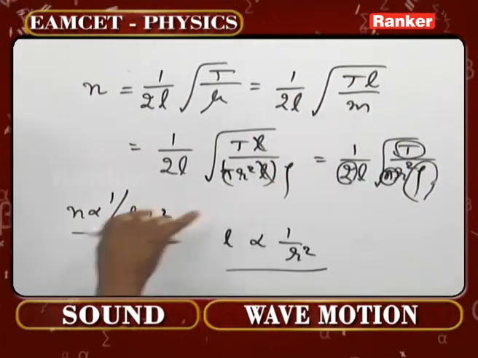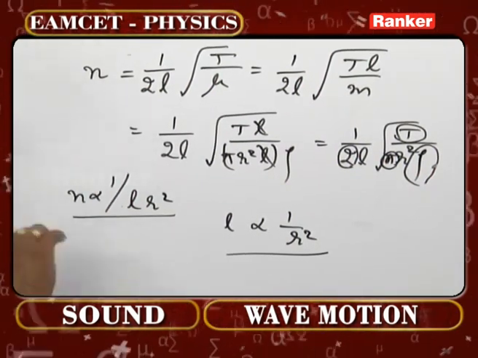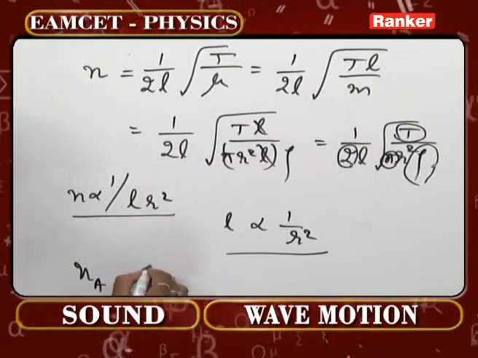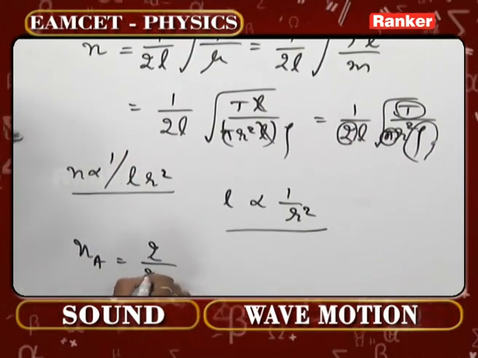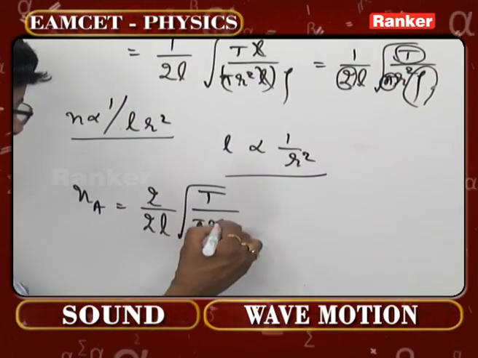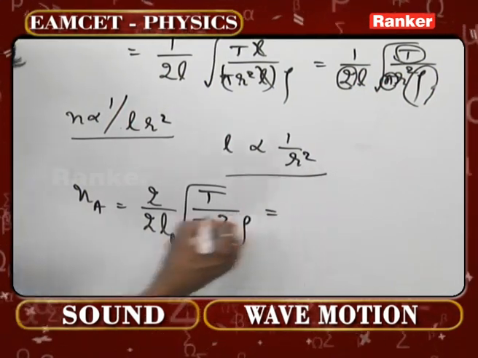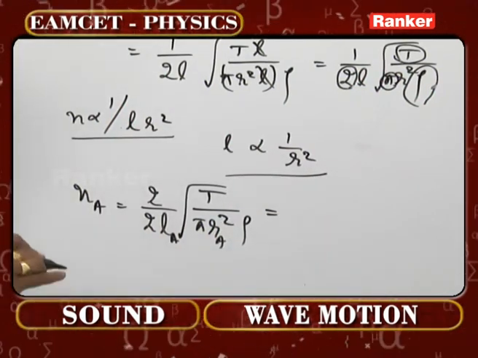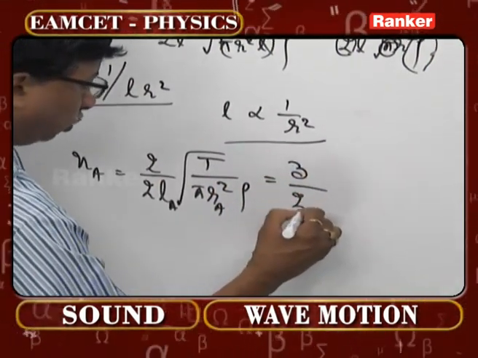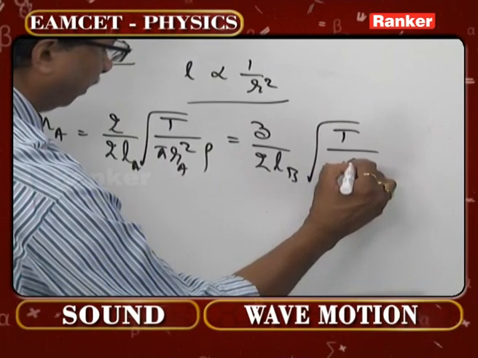Try to understand this concept carefully. N for the first wire: it is in the first overtone. First overtone means second harmonic. So Na I can write as 2 by 2La root T by pi Ra square into rho. This is the case. And what about the second one? Second overtone means the third harmonic. So Nb is 3 by 2Lb root of T by pi Rb square into rho.